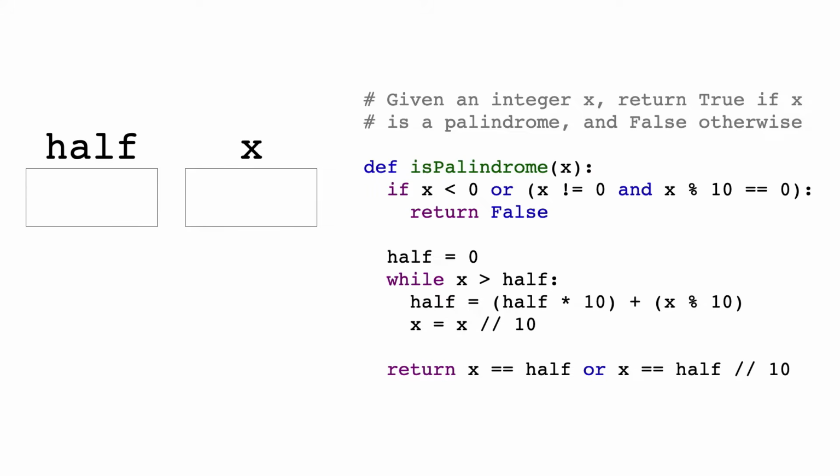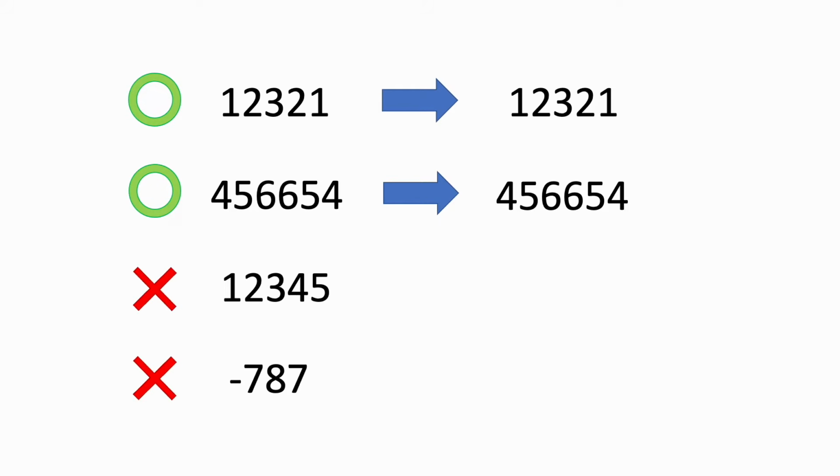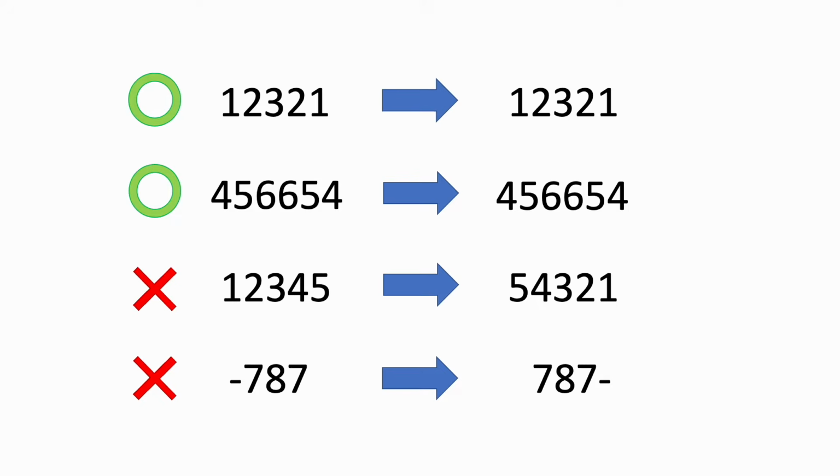Given an integer, we have to return true if the integer is a palindrome and return false if it's not. Now, a palindrome is a sequence that reads the same backwards or forwards. For example, these numbers are palindromes because reading them backwards still results in the same number. However, these numbers would not be palindromes because they result in something different.